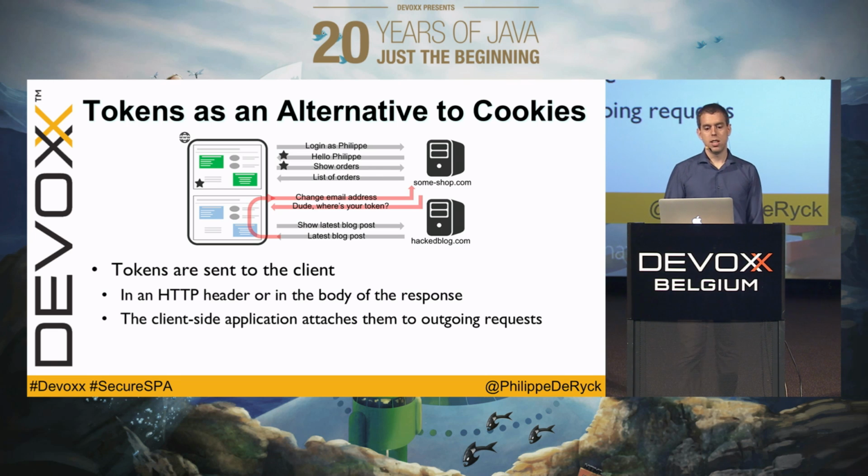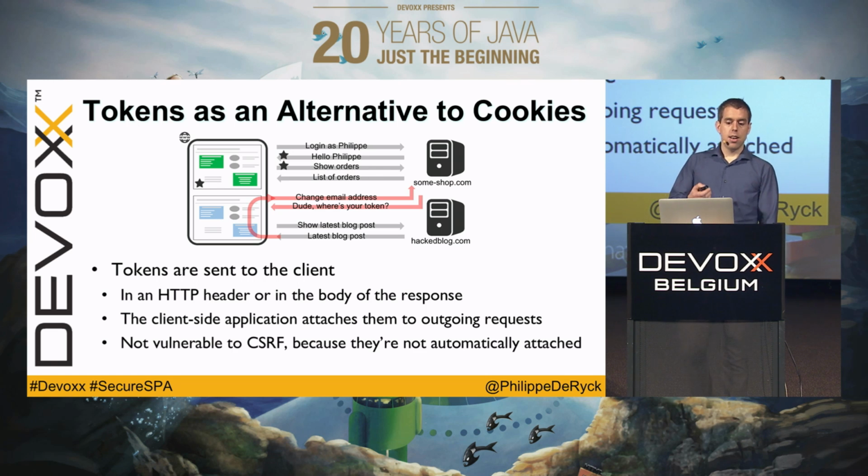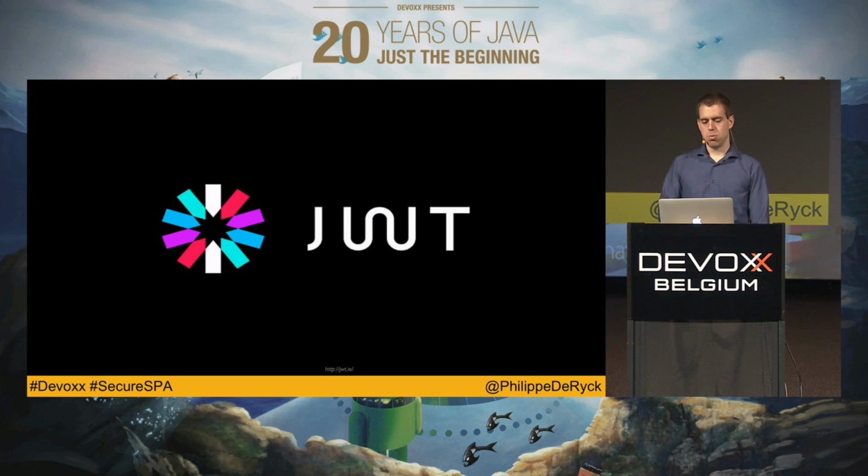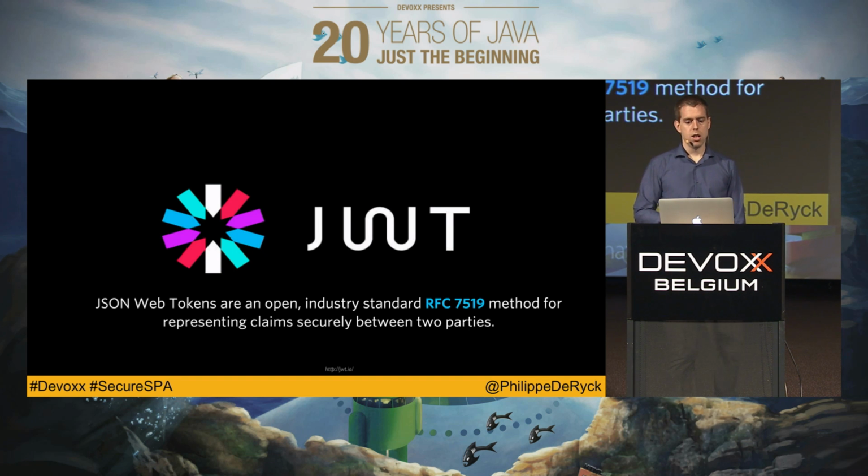So the responsibility here is for the client-side application to actually attach them to outgoing requests. And the great thing is it's not vulnerable to CSRF because they are not automatically attached, and you avoid the entire attack vector. A popular way to do this nowadays is with JWT tokens, and they have become a standardized way of encoding session data, or claims as they call it, between two parties.